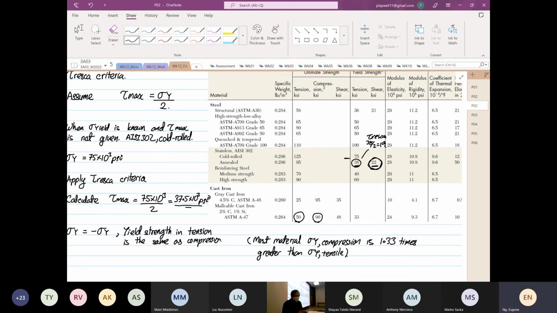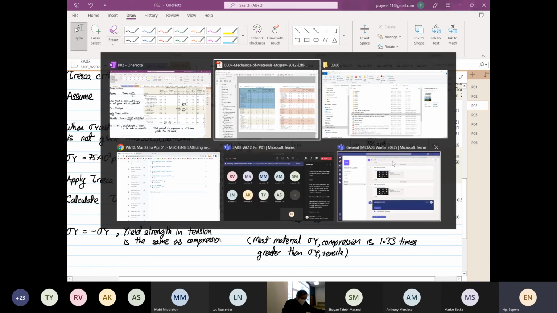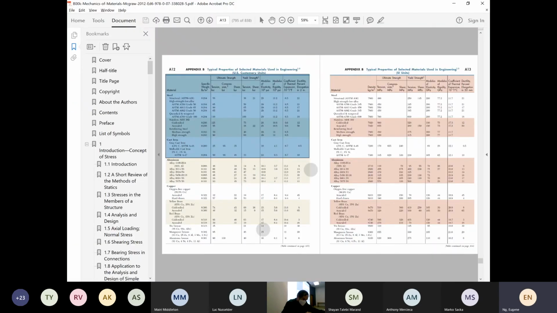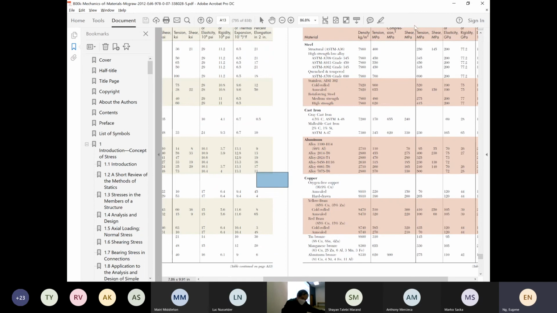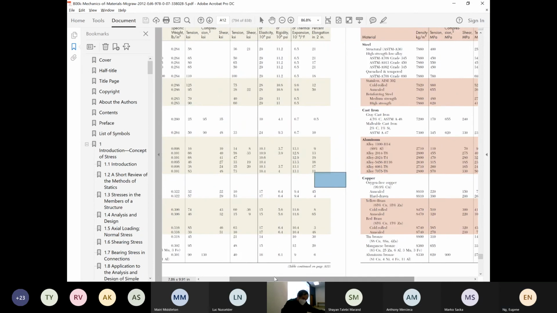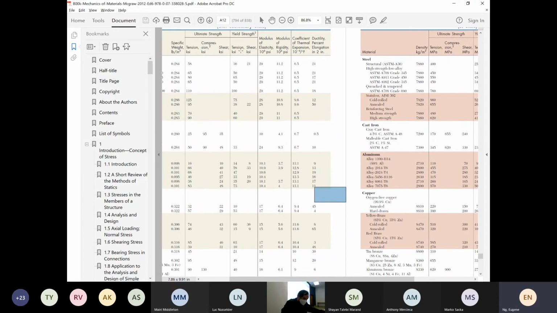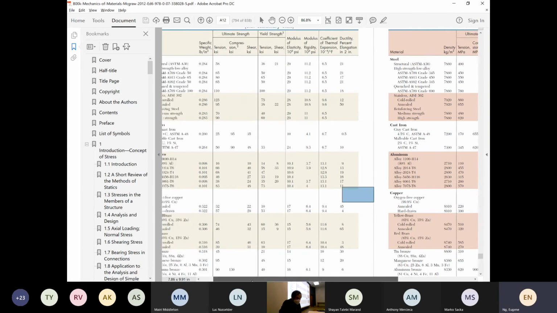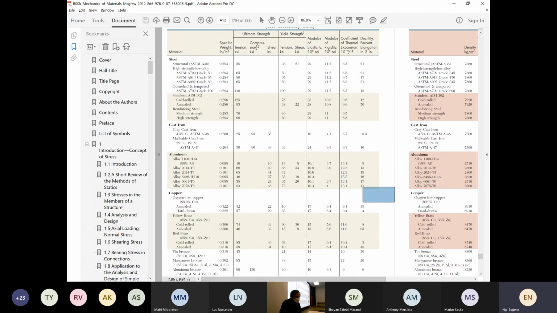So if we go back to the textbook, you can see most of the time, I want you to focus on the tension and compression, these two down here. Most of the time you have a lot of data in compression, not a lot in shear. You don't use the ultimate because ultimate values are usually for brittle material. When we design, we usually design with the yield because of ductile material. Are we clear?